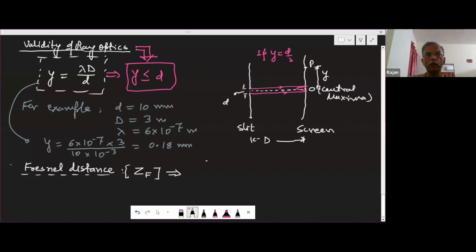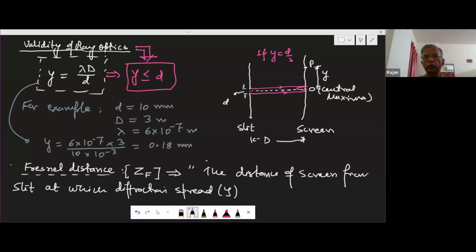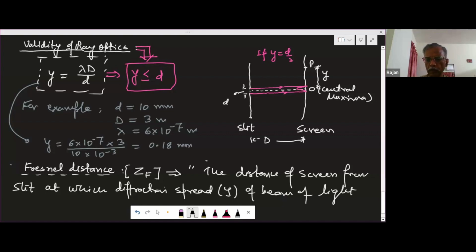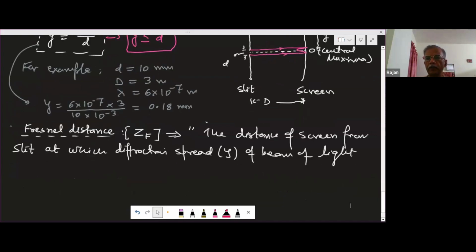So, you can note down along with me, the distance of the screen from the slit at which the diffraction spread, which is nothing but your y in the figure, you can check it, of a beam of light becomes equal to the size of the aperture, we can simply say.